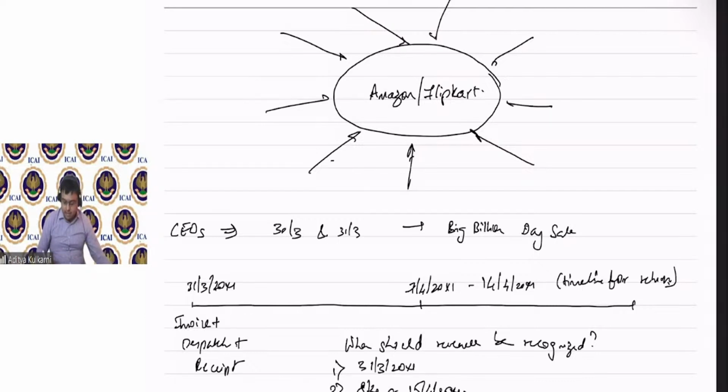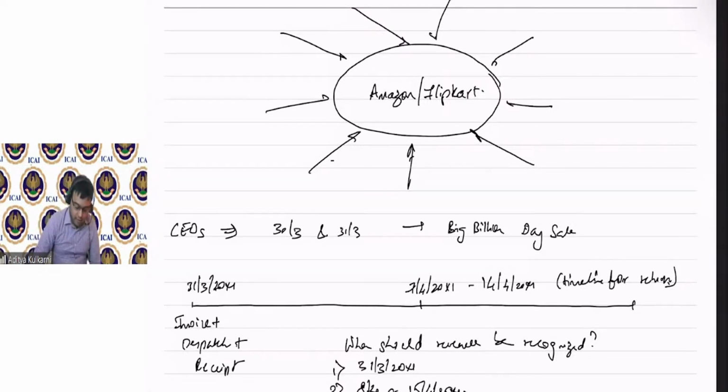Third opinion is, sir, we will record the full revenue on 31st March X1 with a provision for return of the goods. Are you clear? Yes. So you can do it this way also. And what other answers am I having? All right. So these are the various answers that I have been getting.